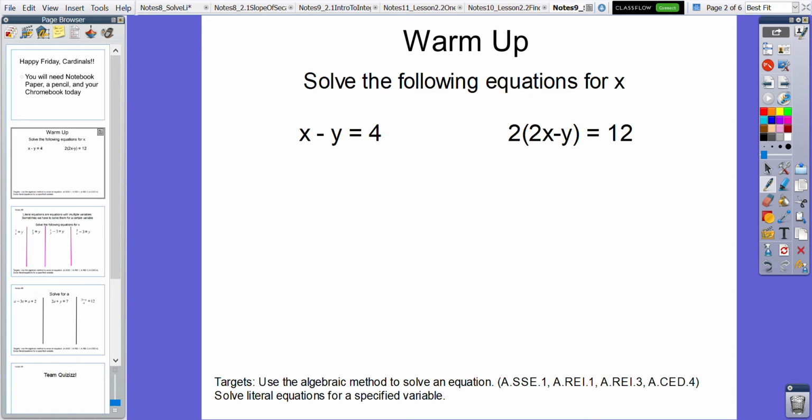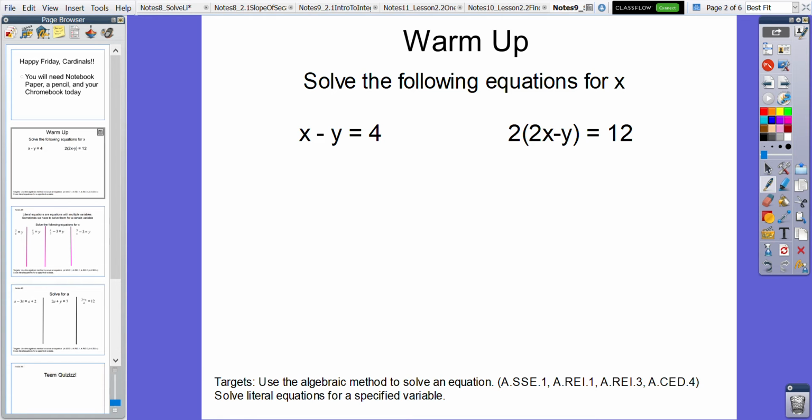Hey Algebra 1, today we're going to continue our discussion on how to solve literal equations by looking at a couple special cases as well as a couple more difficult problems. For the warm-up that you see on the screen here, that you should have seen in your hyperdoc, the solutions you should have for x are the following.